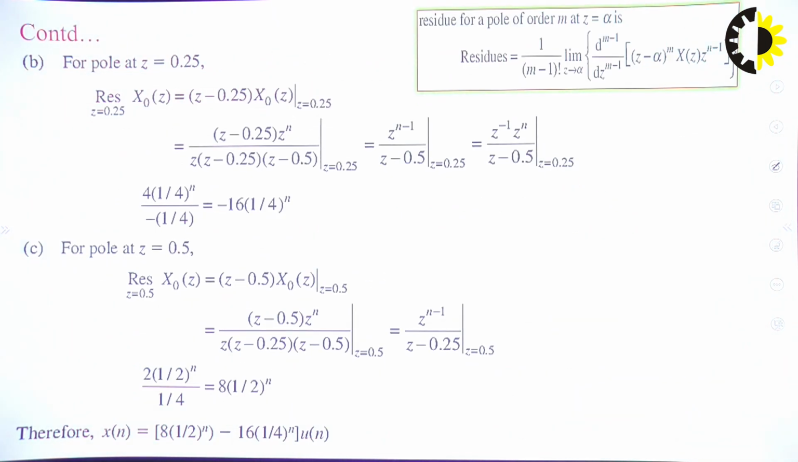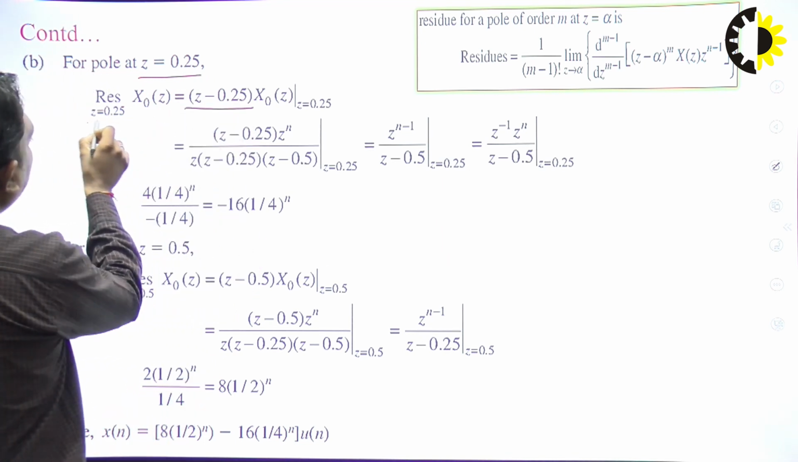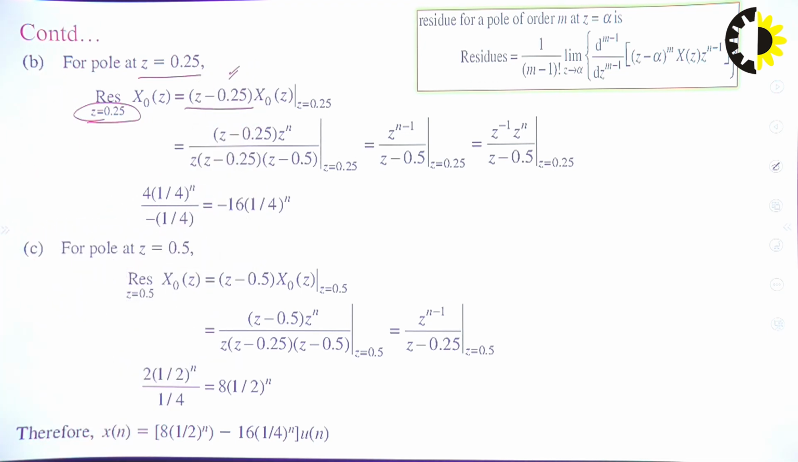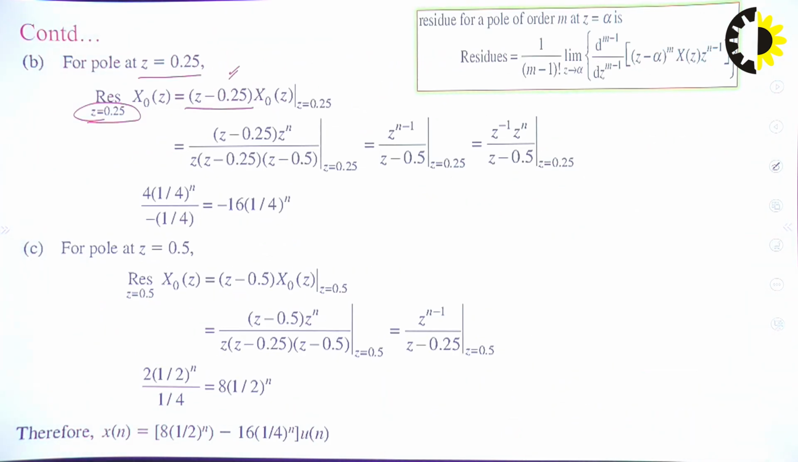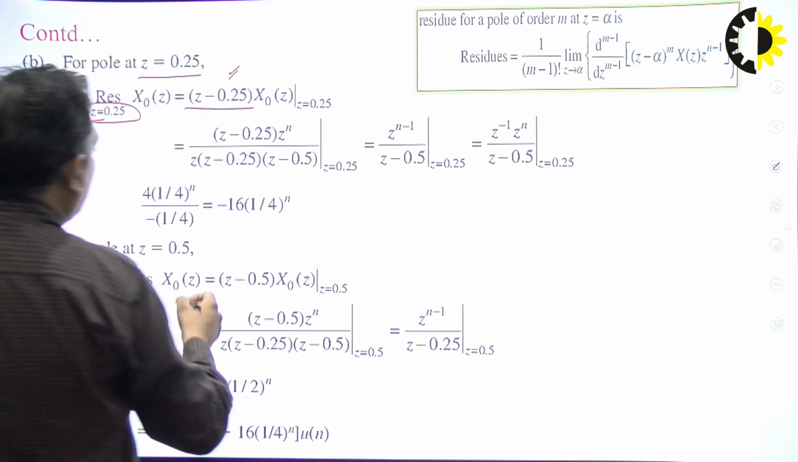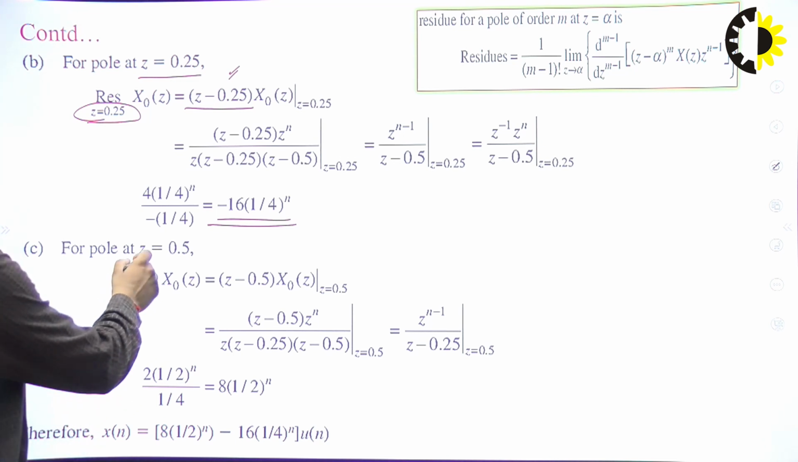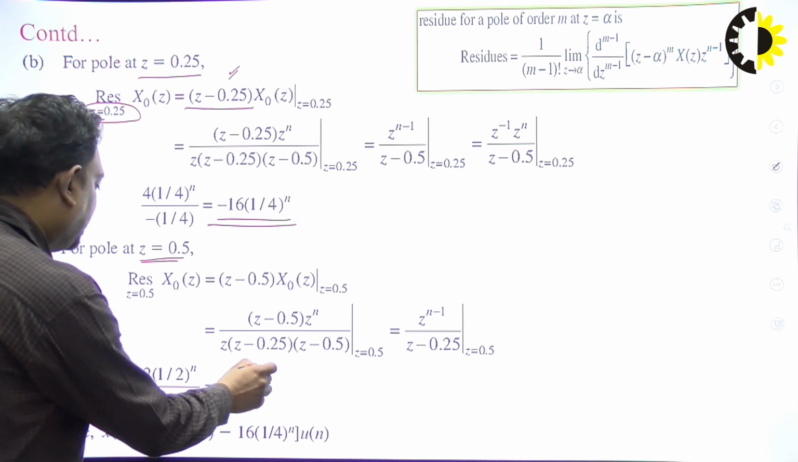Next, we will see the residue due to z equals 0.25. So you can see here z will be equal to 0.25 and the term z minus 0.25 will be there, multiplied by X(z). So X(z) is z to the power n upon z times z minus 0.25 into z minus 0.5, and when you solve it, you will get the value minus 16 (1/4)^n. This is for pole z equals 0.25, and for z equals 0.5 again your equation will be like this, and we get the term 8 (1/2)^n.